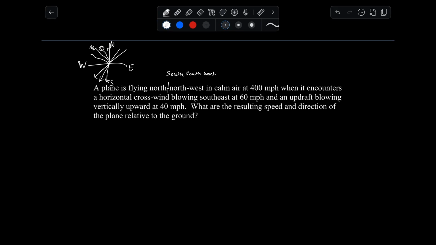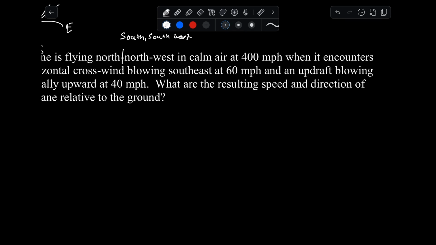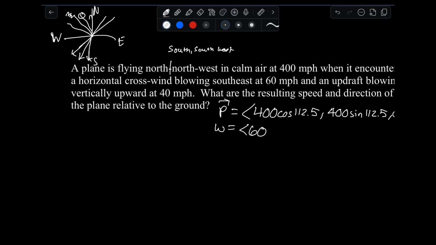We can understand that north-northwest, right? So it's going to be the second quadrant. Northwest is 135. That's 45 from 90, so 22.5 plus 90, so it's going to be 400 cos 112.5, 400 sine 112.5, 0 for the plane. And then we have the horizontal crosswind at 60 miles per hour. So the wind goes southeast, 60. So it's southeast, it's like 315 as our angle.